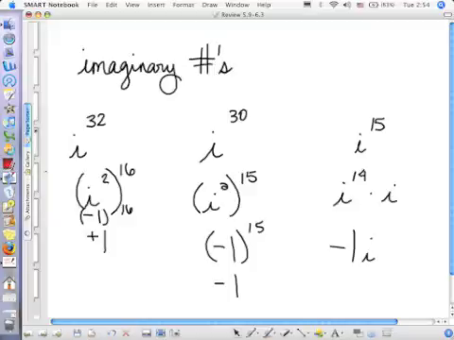i squared is the same as -1, so we are looking to see how many -1s there are in i to the 32nd power. Well, there are 16 i squareds, which means there are 16 -1s being multiplied. You multiply a negative number an even number of times, and the answer is positive. In i to the 30th, there are 15 i squareds. When you multiply a negative number 15 times, the answer is still negative.